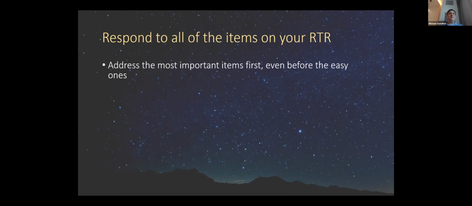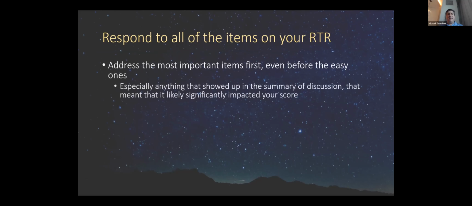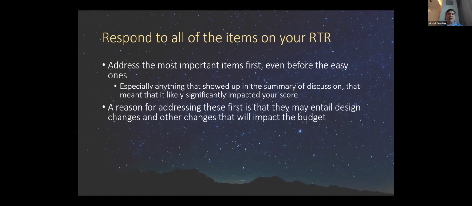Counter to most of the advice I give in other situations, you have to address the most important items first in your draft, even before the easy ones. And this is important because anything that showed up in this, especially something that showed up in that summary paragraph in the beginning, all of those should automatically be labeled as important. That meant that it's likely significantly impacting your score. But the reason for addressing the important ones first, even if there's some low-hanging fruit, ignore those for now.